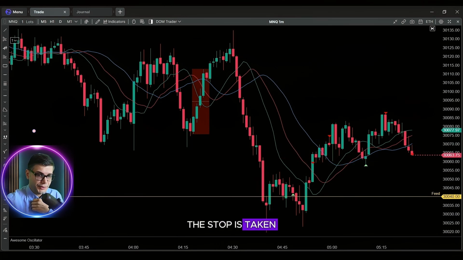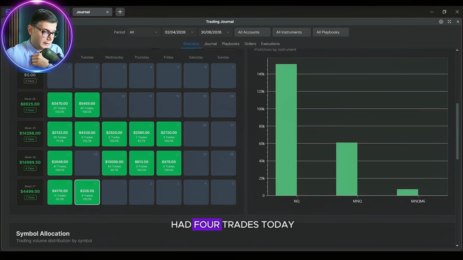The stop is taken. Let's look at our journal. Here we are. We had 4 trades today. $328, 100% win rate using a simple alligator.